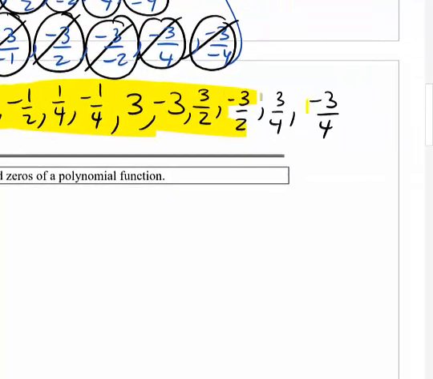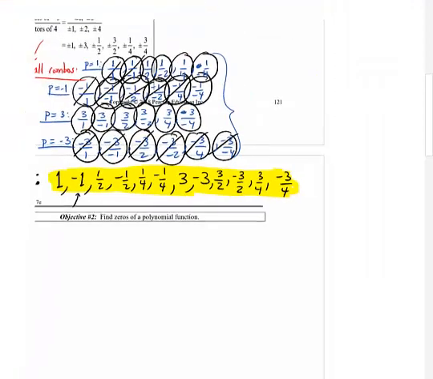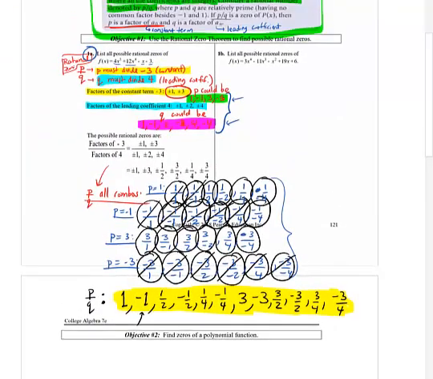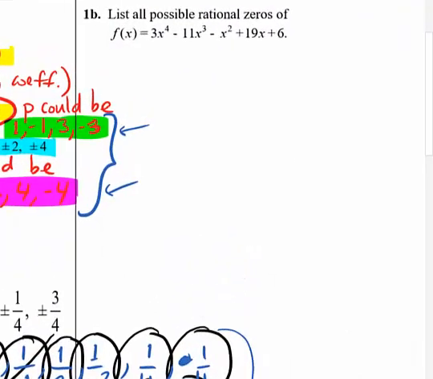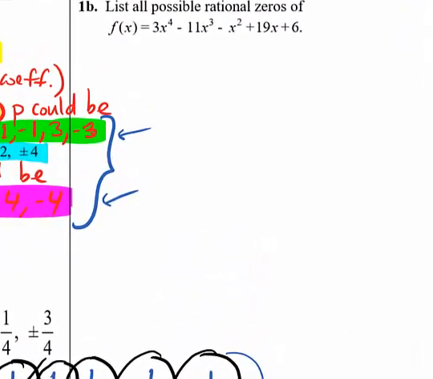Ugh, that seems like a lot of work, but I think the next example we do will try to make it easier and quicker. This one was tough because it was our very first one that we've done. But let's try that again with this next one here. We got a new polynomial here. 3x to the 4th minus 11x to the 3rd minus x squared plus 19x plus 6.